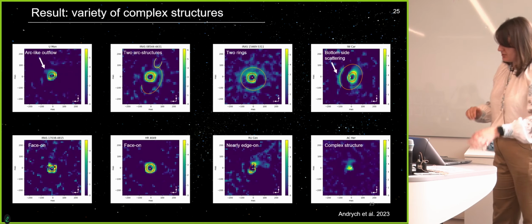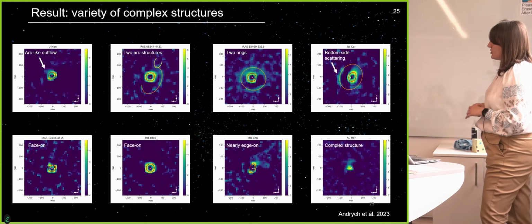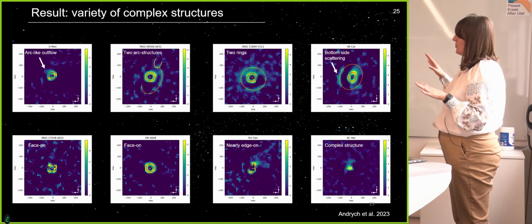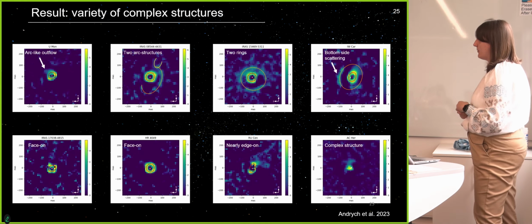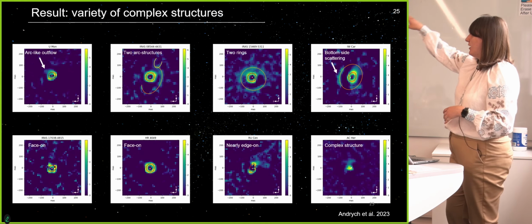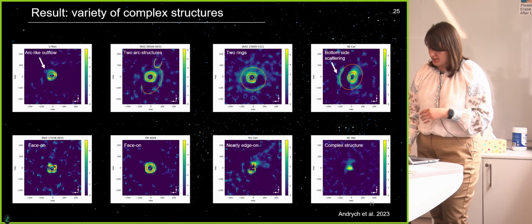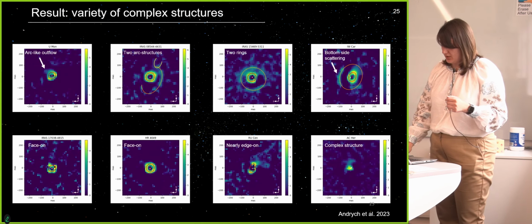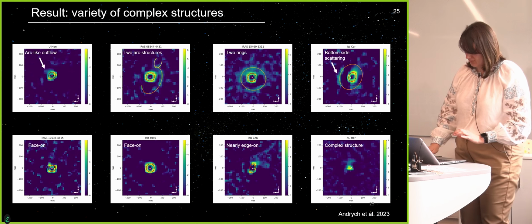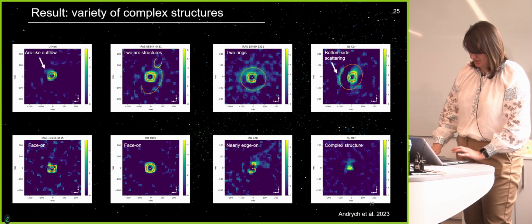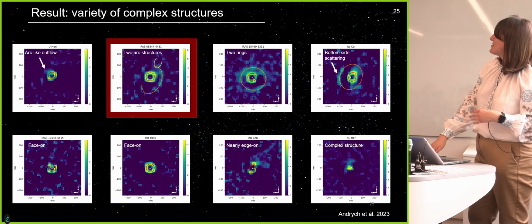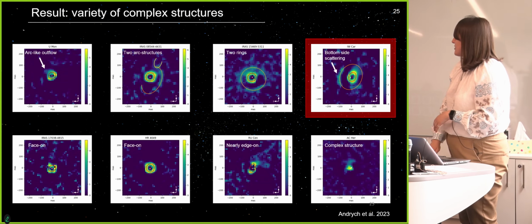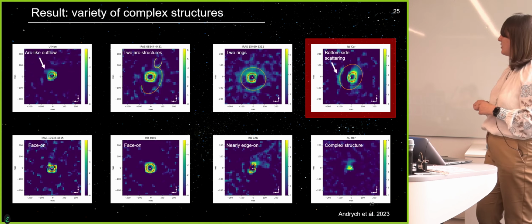So here are already reduced linearly polarized images for 8 post-AGB systems that were observed in near-infrared with the IRDIS camera. And as you can see, they show various morphologies and complex structure, with outflows, arc structures, rings, and also scattering from the other side of the disk as well.